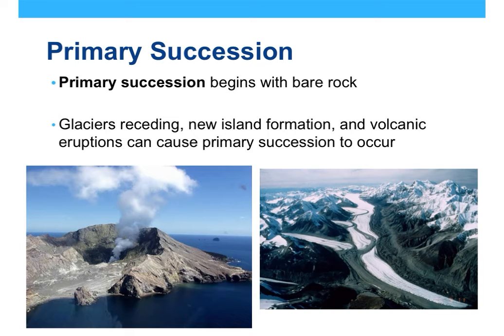The first one is primary succession. Primary succession means it begins with bare rock. There's nothing that has been there before. Usually it's where glaciers have receded and opened up a new area, or a new island has formed. A volcanic eruption can cause primary succession to occur, which means that it has wiped out everything in front of it and left nothing but bare rock.